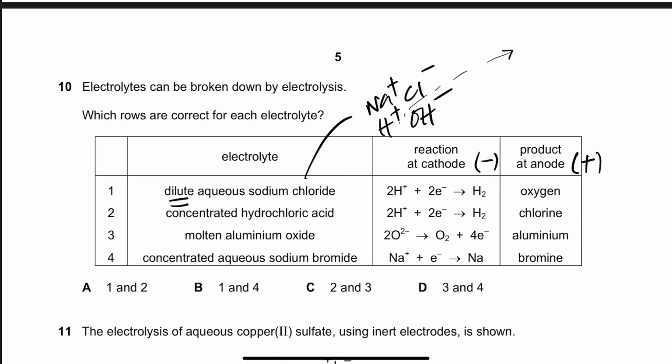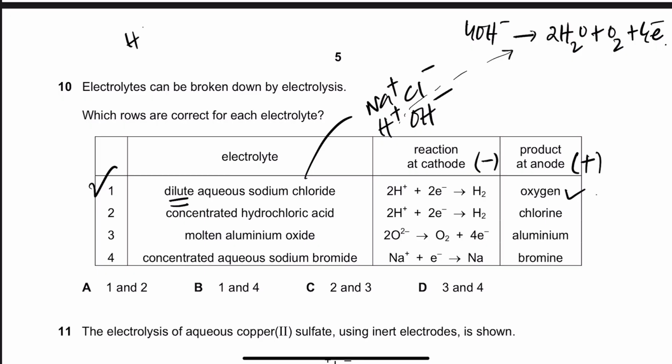Therefore, you will get oxygen, because 4OH⁻ gives you 2 water molecules, O2, and 4 electrons. So you realize that oxygen is formed at the anode, therefore 1 is correct. Then it says concentrated hydrochloric acid.